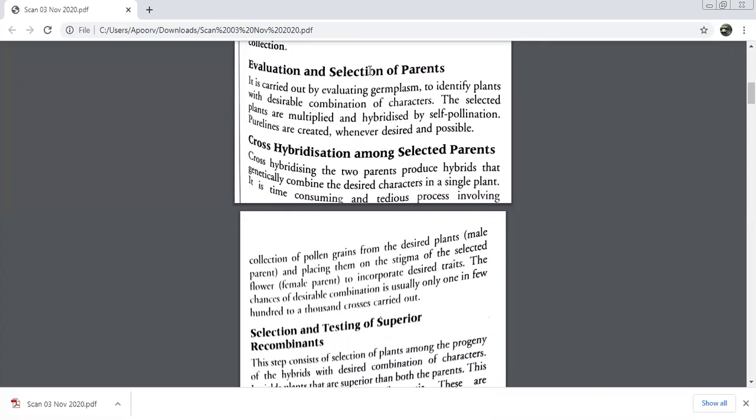We are going to select and test the superior recombinants now. What are you going to do in this part? Selection of plants among the progeny of the hybrids. You've already got a hybrid progeny now, which already has your desirable characters. Some of them may have incorporated more, some may incorporate less of the desired characters. So amongst the progeny also, you need to select the desired characters. So we'll proceed now. The next is selection and testing of the superior recombinants. Let's read about this, then I'll explain.